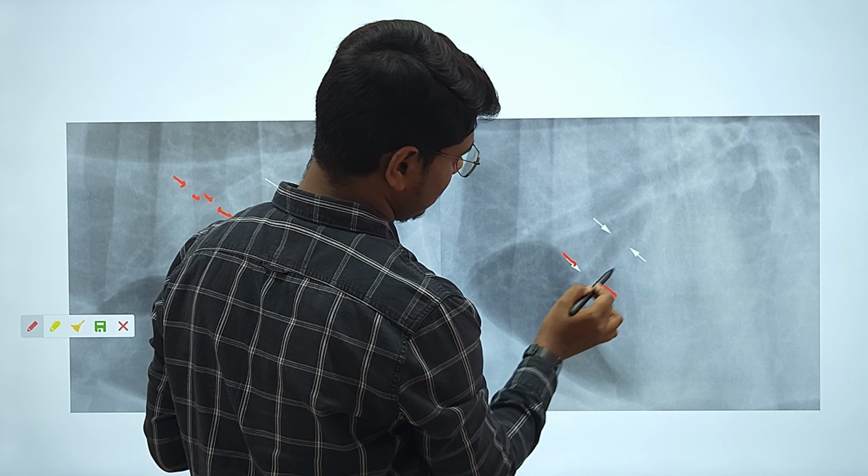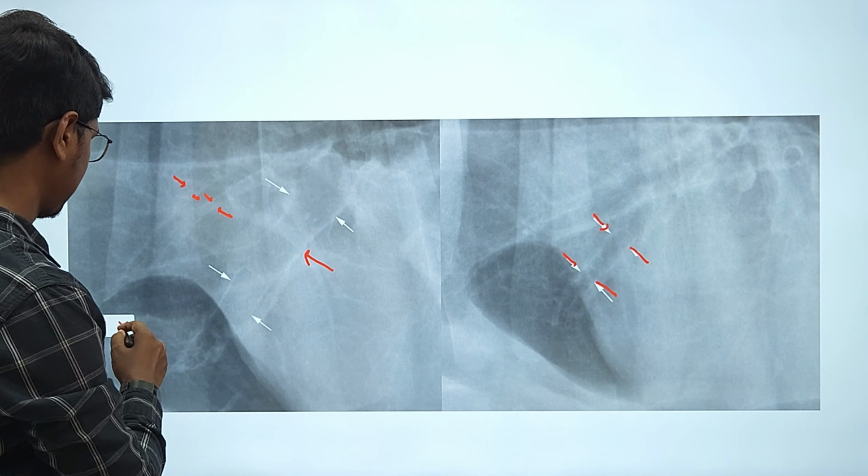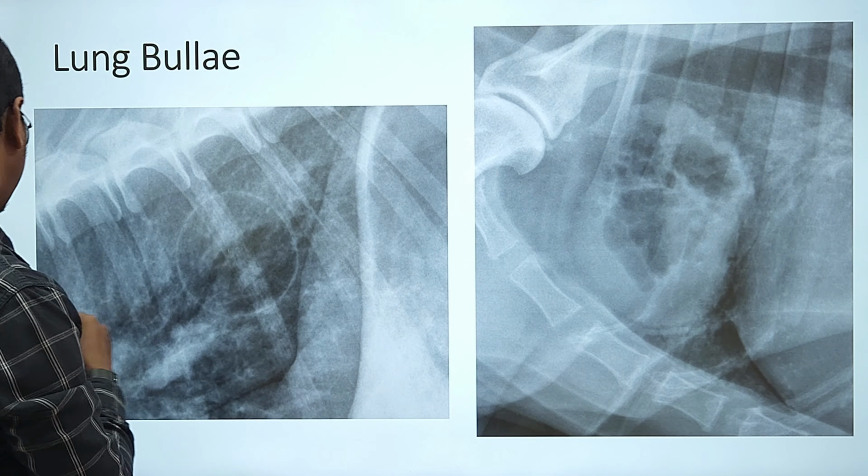Similarly, for the caudal lobar in dorsoventral view, here is in expiration. You can see this wall thickness. Okay, it is still dilated. Next, you can go for the lung bulla.